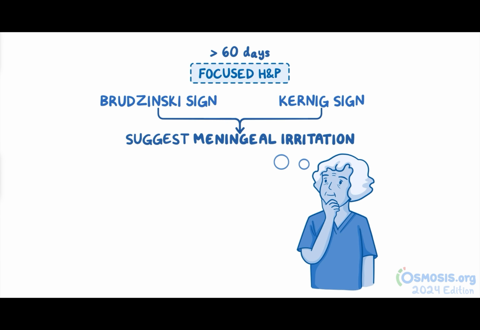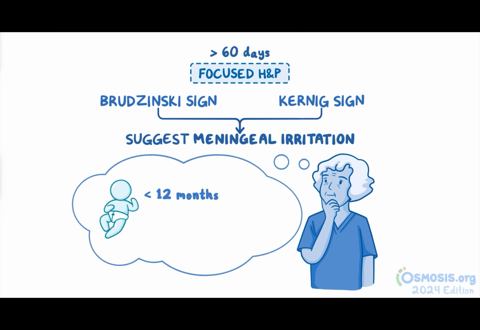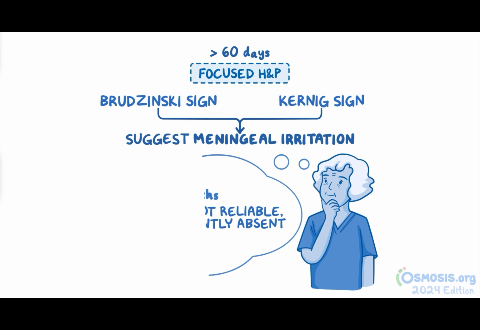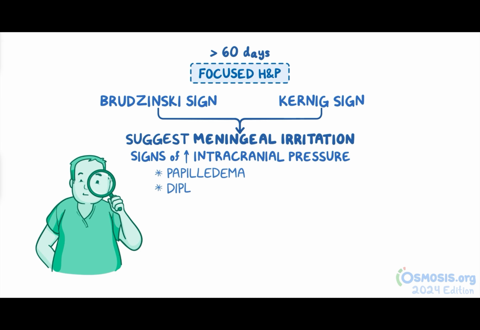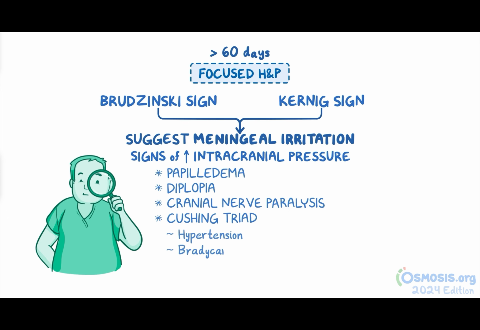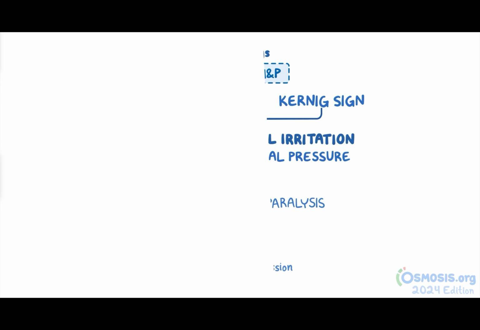Keep in mind that in children less than 12 months old, these physical signs are not reliable. In fact, they are frequently absent in a toddler with meningitis. Also, be especially alert for signs of increased intracranial pressure, such as papilledema, diplopia, cranial nerve paralysis, as well as the Cushing triad, which includes hypertension, bradycardia, and respiratory depression. The presence of any of these findings should lead you to suspect meningitis.